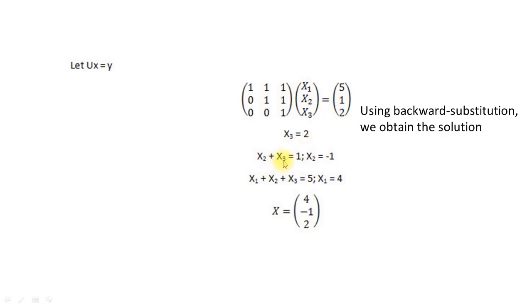Putting the value of x3, we obtain x2 is equal to minus 1, and x1 plus x2 plus x3 is equal to 5. So putting the value of x3 and the value of x2, we obtain the value of x1 is 4, and this is the solution of the system: x1 is 4, x2 is minus 1, and x3 is 2.